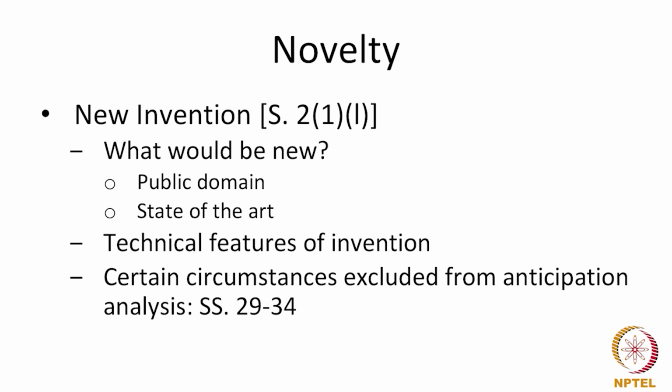Now, under which circumstances would include certain circumstances which are exempted from an anticipation analysis or a novelty analysis. Sections 29 to 34 list categories of disclosures or circumstances which are excluded for the purpose of a novelty analysis.